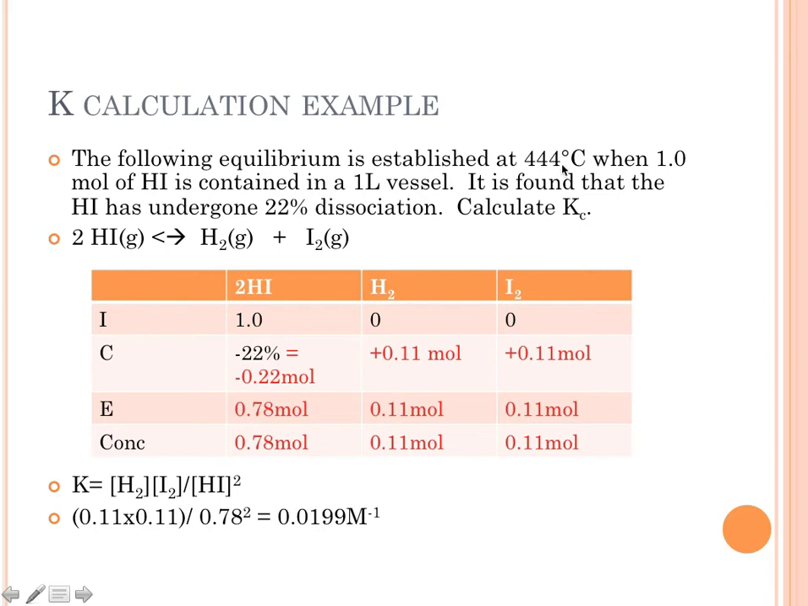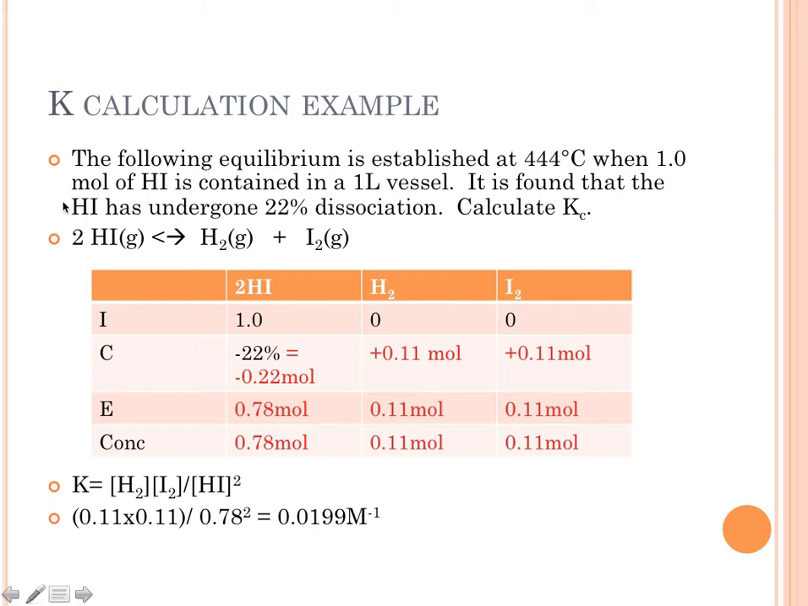So this equilibrium is established at 440 degrees C. Why is it telling you the temperature? Well, because K is specific for a given temperature. You're not going to use that temperature in your calculation, it's just setting the context. It tells us we've got 1 mole of HI, so I'm going to put that in as my initial concentration of HI. It doesn't mention hydrogen gas or iodine at all, so I'm going to say their initial concentrations are 0. So all this black stuff is what it gives me in the question. And then it says it's found that HI has undergone 22% dissociation, so I'm going to put that in as well.